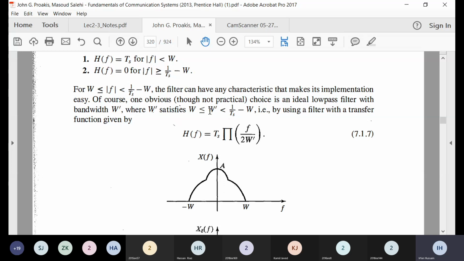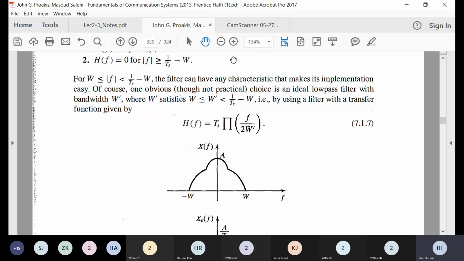So W dash is equal to W here, and this was already equal to 2W, this becomes WW, so W dash is actually W. So what will be my reconstruction filter? You can see the reconstruction filter must have a width of W.